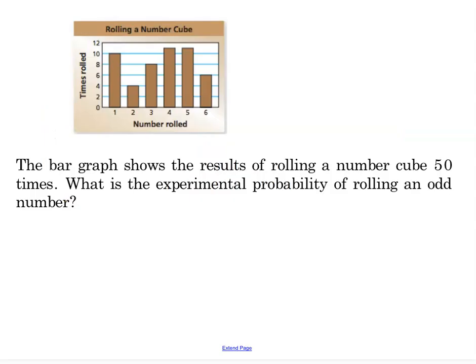So if you look at the bar graph, it shows the results of rolling a number cube 50 times. The outcomes of a number cube are 1, 2, 3, 4, 5, and 6. We want to know the experimental probability of rolling an odd number. If you look at the graph, the odd numbers are 1, 3, and 5. We know they rolled the number cube 50 times. We want to know odd, so we look at 1.